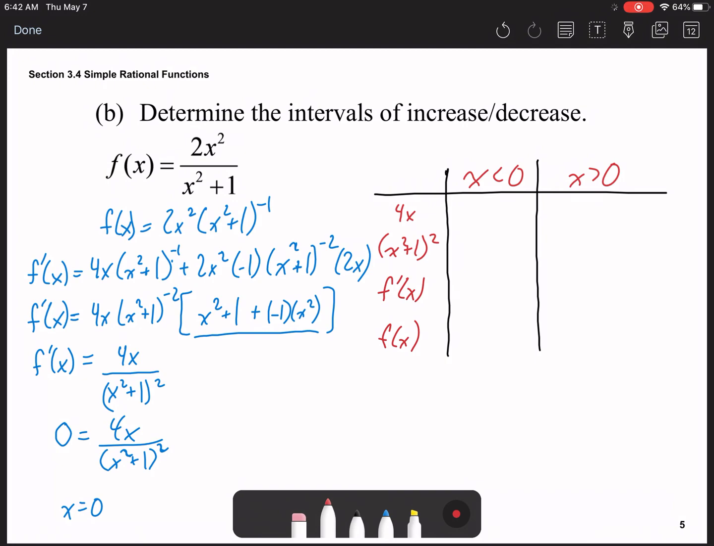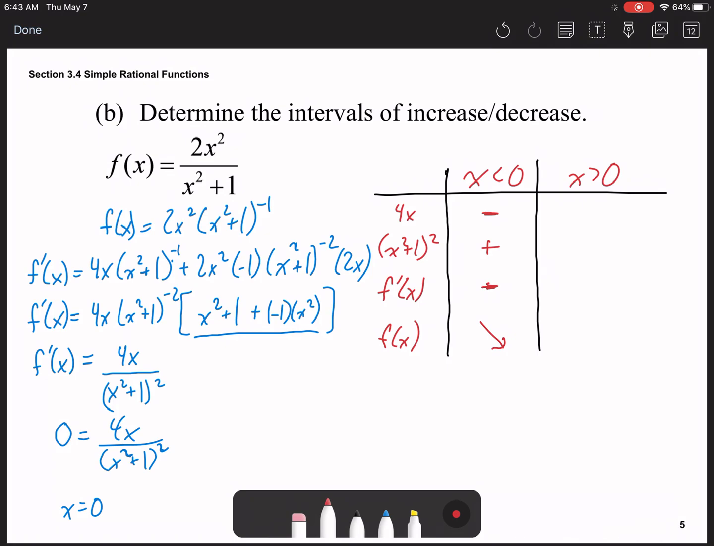So, if f of x is less than 0, this is going to be negative. This next function, I'll square it, plus 1, square it again, positive. That means overall the function will be negative. And that means our function's decreasing.